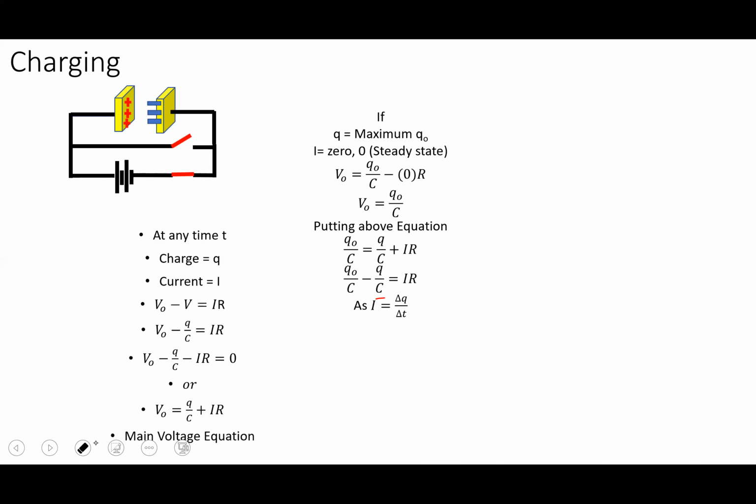And as the denominators are the same, we can simply write I is equal to delta Q over delta T. It means current is equal to the rate of change of charge. Now, we can see the denominators are the same, so we can write the whole equation in another form. So it will be Q0 over C minus Q over C is equal to delta Q over delta T. And we can represent it as Q0 minus Q over C, because the denominators are the same, is equal to delta Q over delta T.